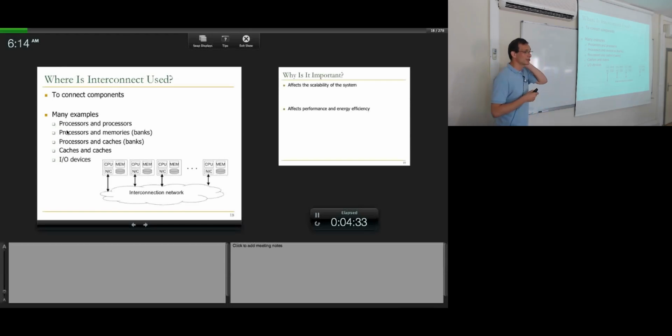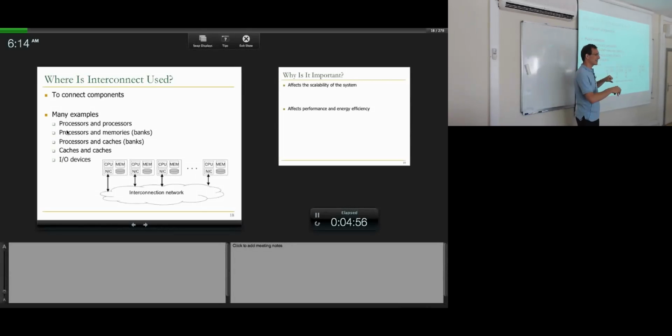But where is the interconnect used? It is basically used to connect components, and there are many components that need to be connected: processors and processors, processors and memories, processors and caches, caches and caches, and I/O devices and other parts of the system. And we're going to abstract that as an interconnection network. In the most general form, you have an interconnection network where you can plug nodes into the network, and you don't care what node it is, as long as you satisfy the interface, where the interface is a router that connects the component to the network. And the component can be very different, right?